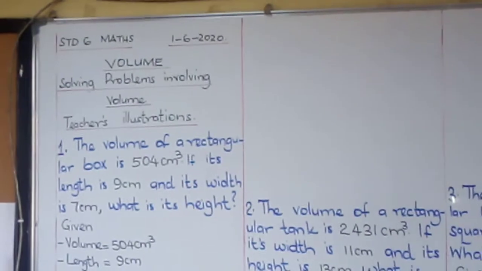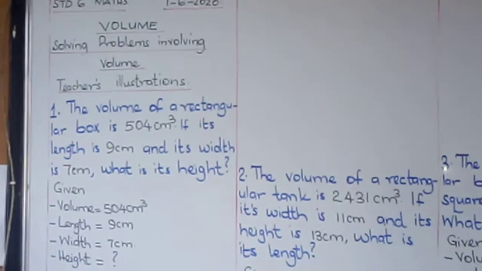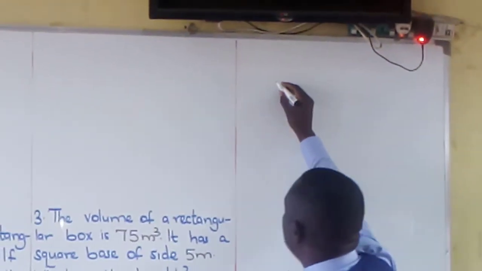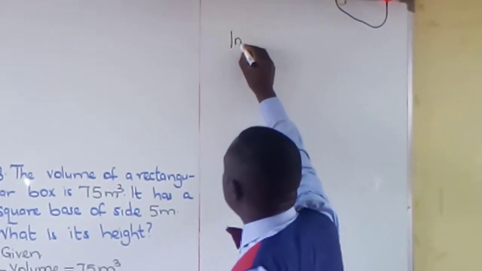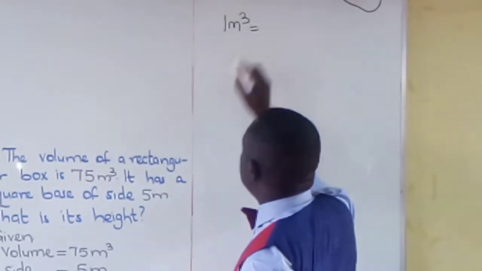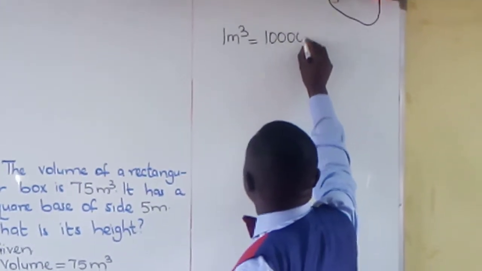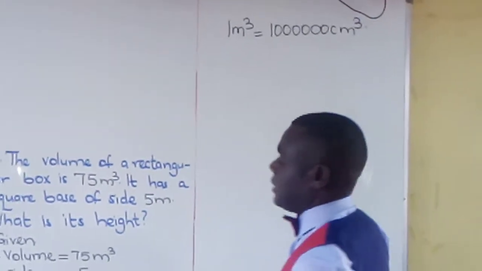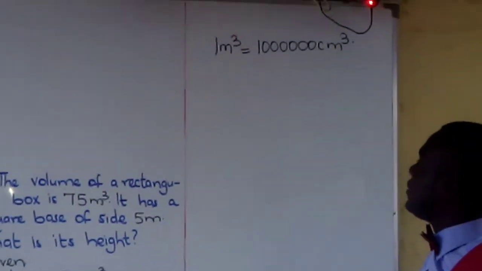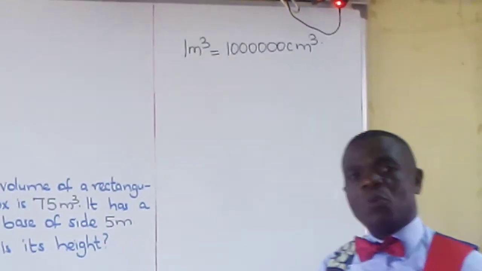And the other time we learned volume, we learned volume in cubic meters. And we converted: 1 cubic meter is equal to 1 million cubic centimeters. 1 cubic meter is equal to 1 million cubic centimeters. I hope you can remember this.